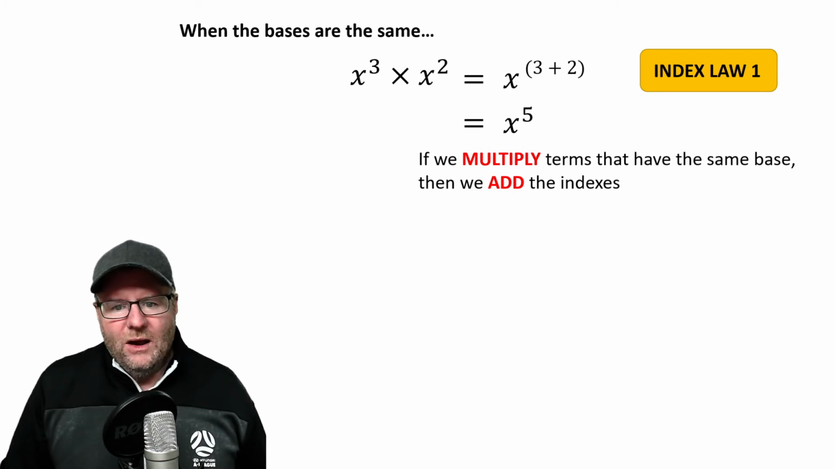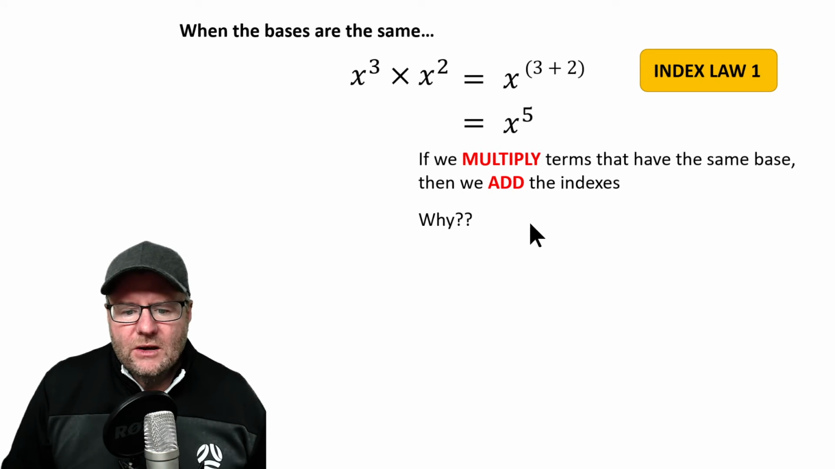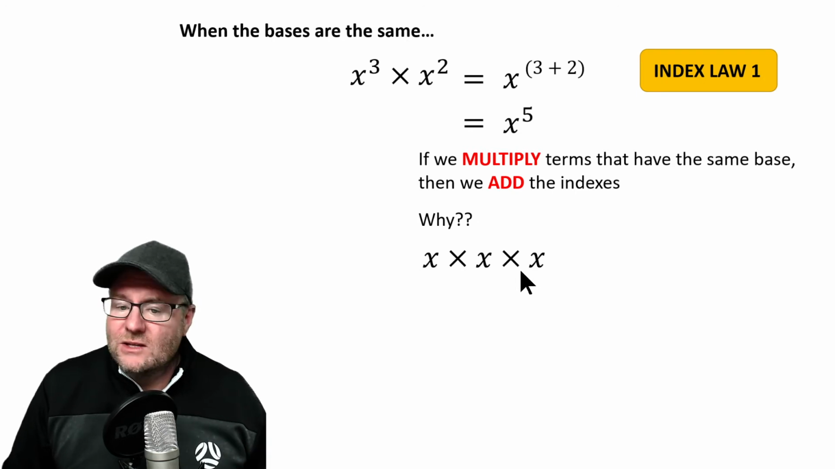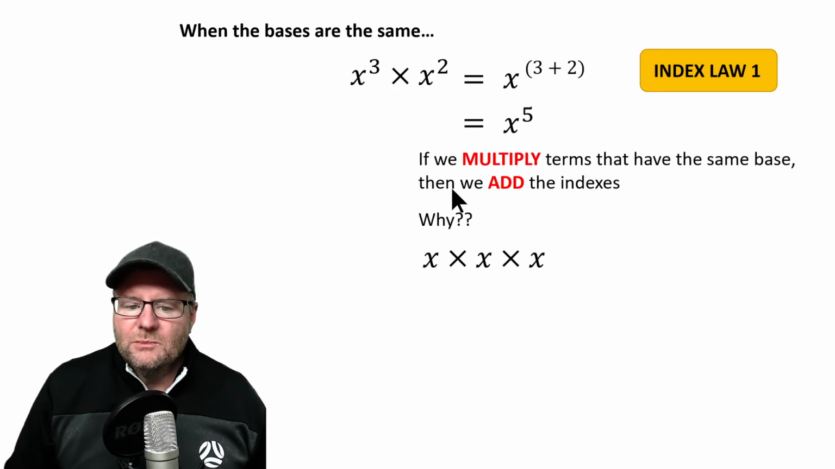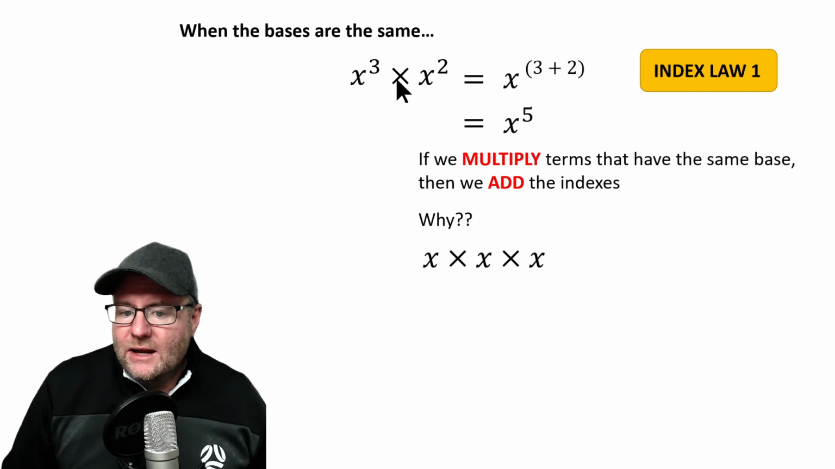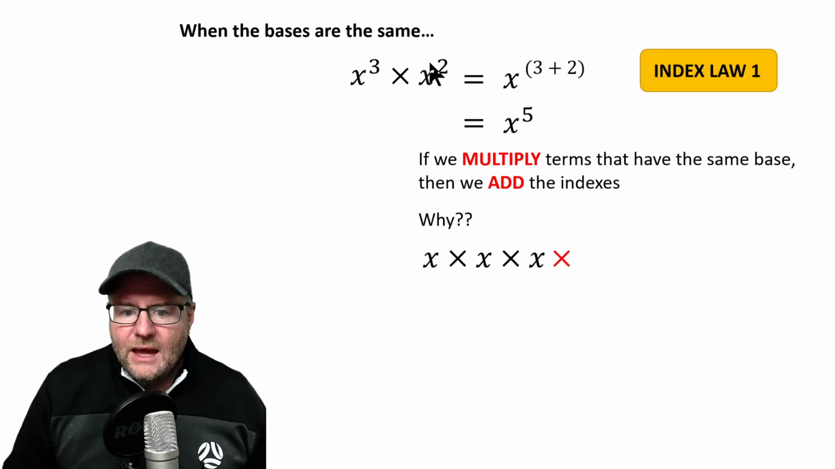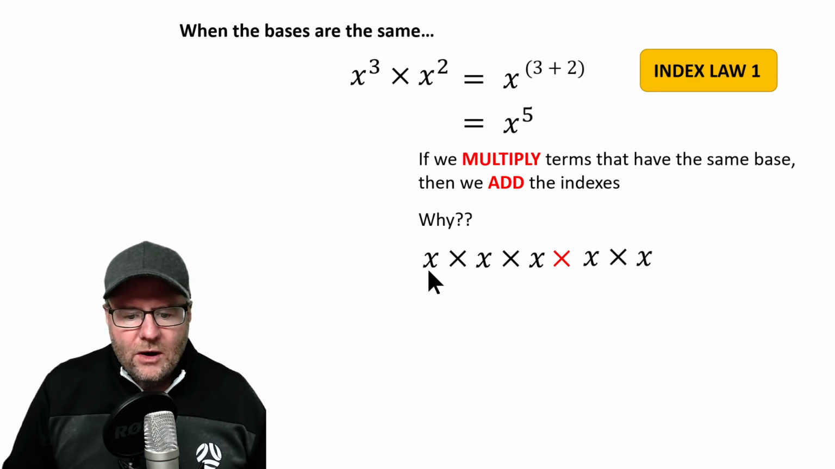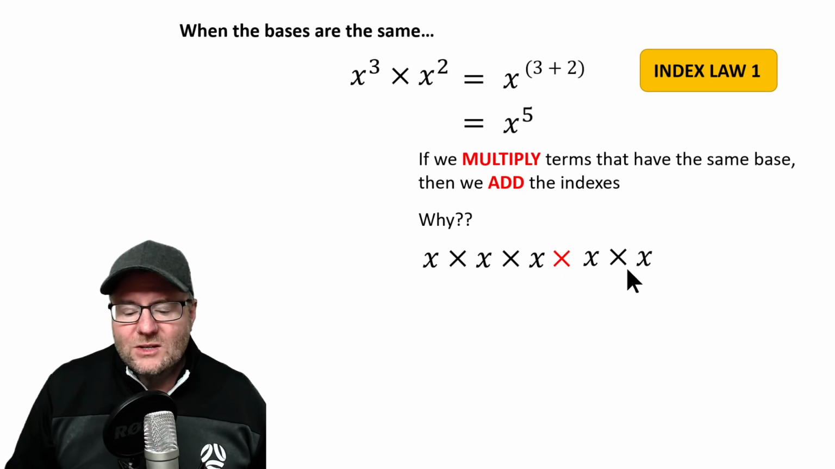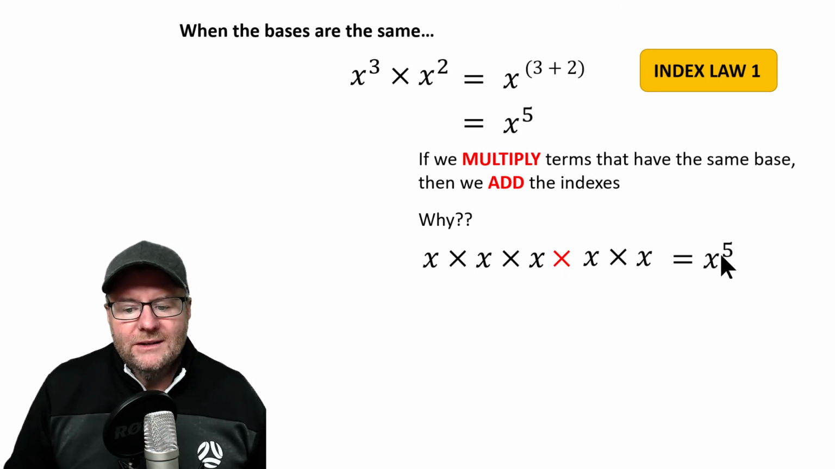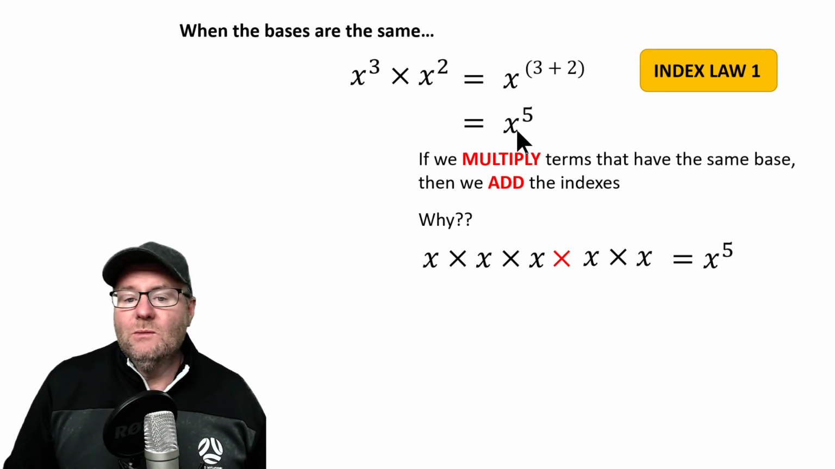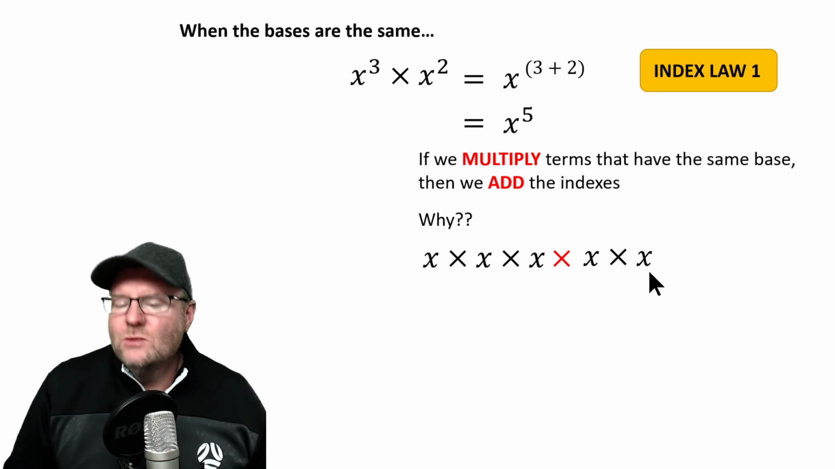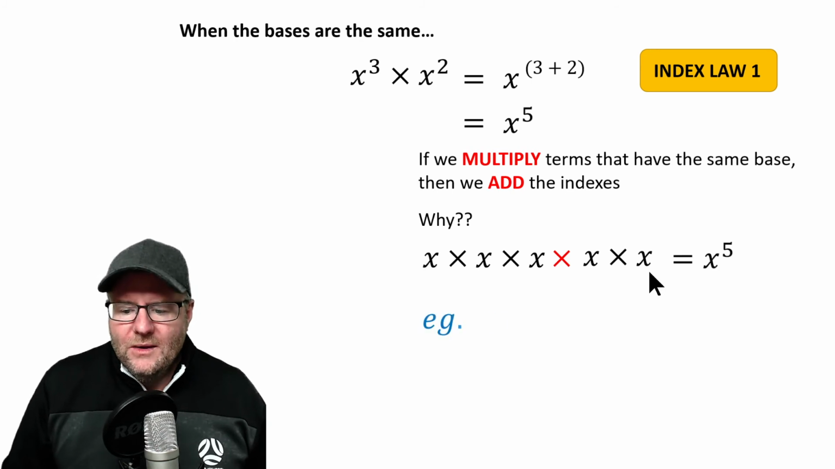So if you want to understand the why behind it, let's have a quick look and see what's actually going on. X cubed means x times x times x, 3 times. That's what the 3 means. X multiplied 3 times. Then we've got another times sign, so let's put that back in. And now I've got x squared, which is x times x. So you'll see here, when I write out x cubed times x squared, I've got x multiplied 5 times, which is exactly what we got. We just used the shortcut, which is the index law, instead of writing it all out like this. That's why it works.